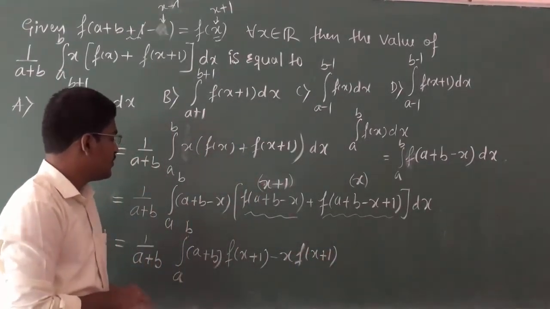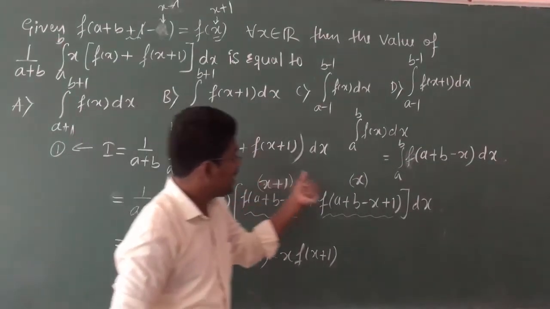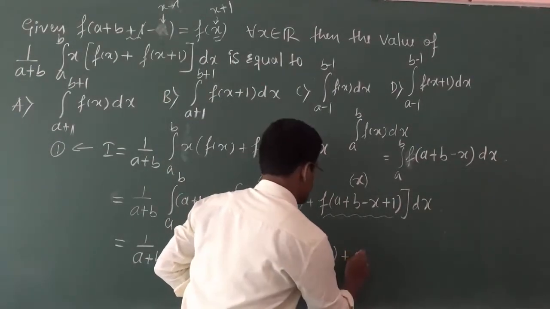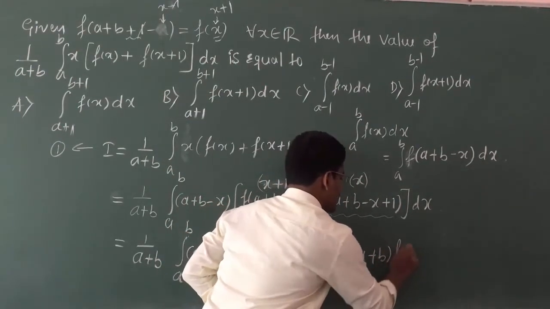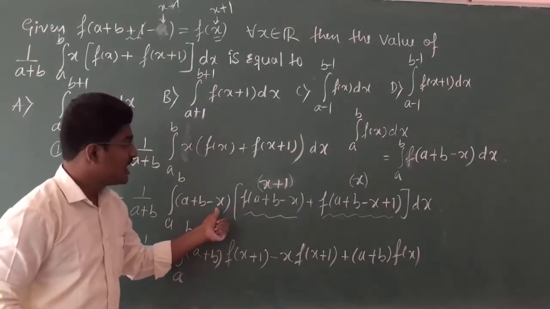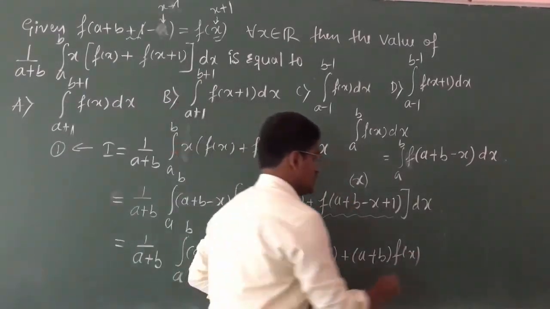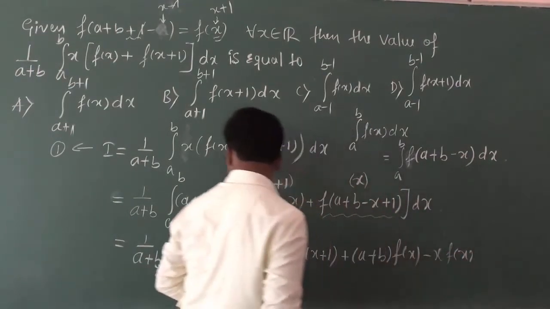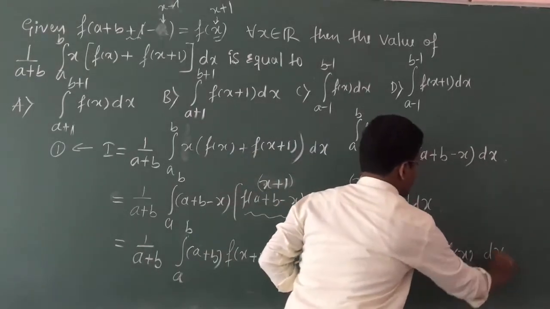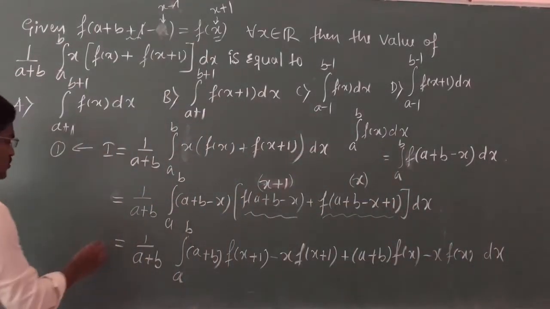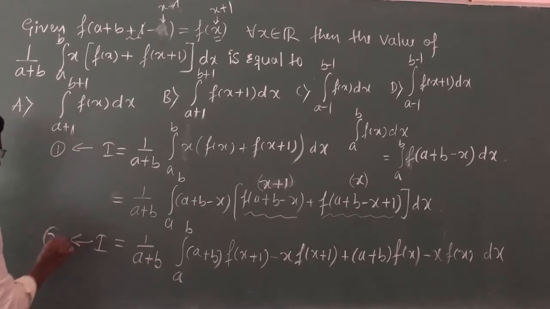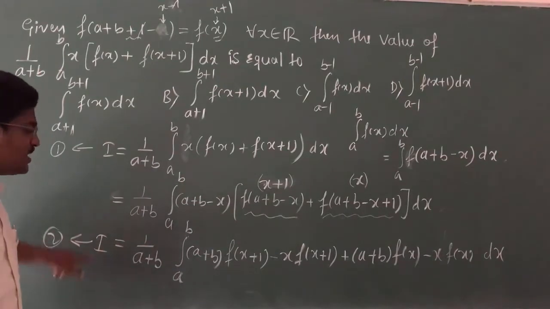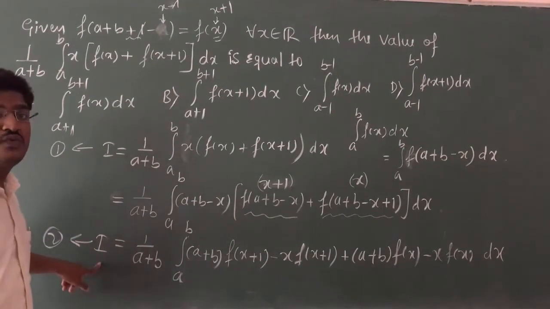Next, what you are going to have? a plus b into, this term is converted to x, that means f of x plus a plus b into f of x. Another one is minus x into f of x. Clear? So this complete term is with respect to dx. Okay. So now you got another, I will call this as 1 and this as 2.